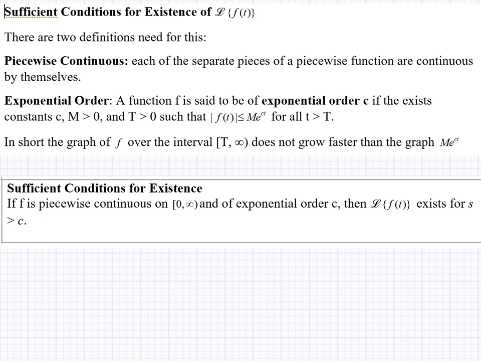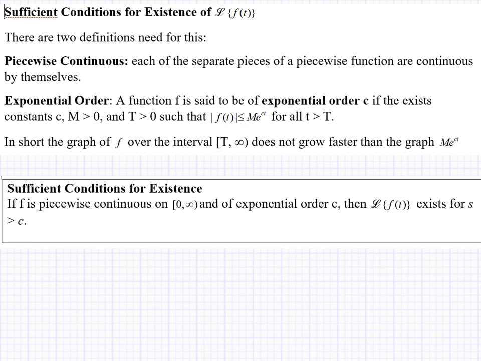Now every function is not going to have a Laplace transform, because remember the Laplace transform only exists if the resulting integral that we use to define the Laplace transform converges. But not every one of those integrals is going to converge. Sometimes it's going to diverge. It all has to do with whether or not that limit exists. So there's really two conditions that need to be met in order for a Laplace transform to exist.